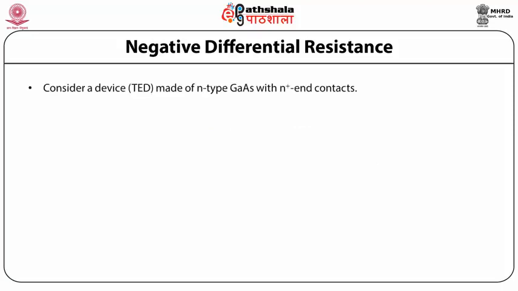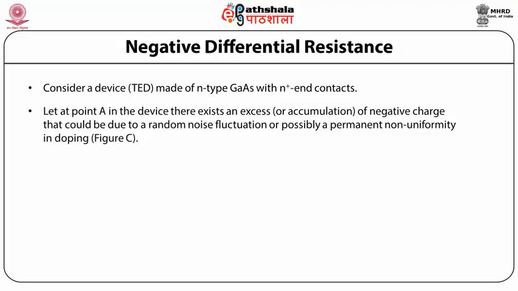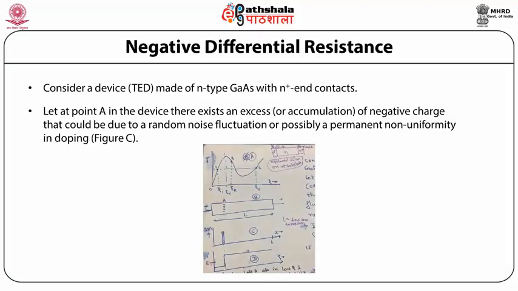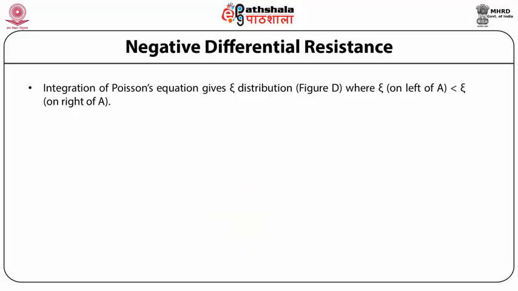So consider a transferred electron device as shown in this figure, made up of n-type gallium arsenide with n plus end contacts. Let at point A in the device there exist an excess or accumulation of negative charge, which could be due to a random noise fluctuation or possibly a permanent non-uniformity in doping, shown in figure C. Integration of Poisson's equation gives the electric field distribution, figure D, where the field on the left of A is less than the field on the right of A.